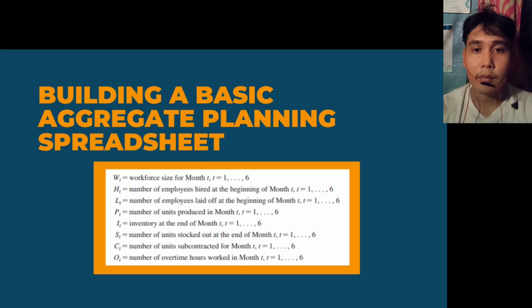For instance, our formula for current inventory relies on adding our previous inventory to our total production and subcontracting, and then subtracting the current demand. This creates a dynamic system where changing our input updates the entire operational timeline.